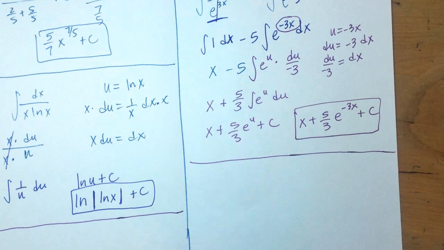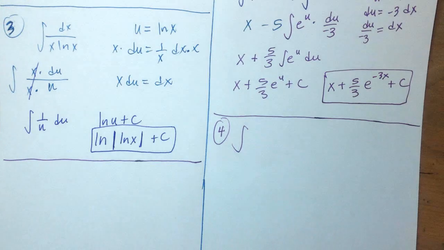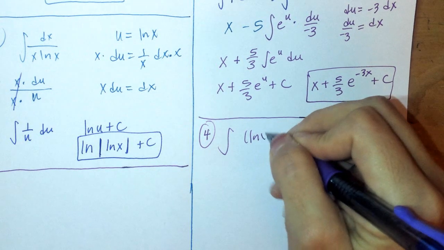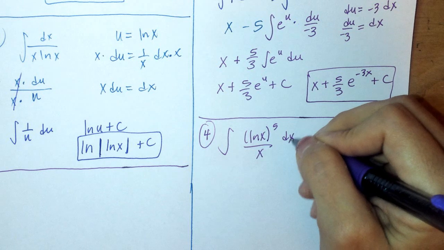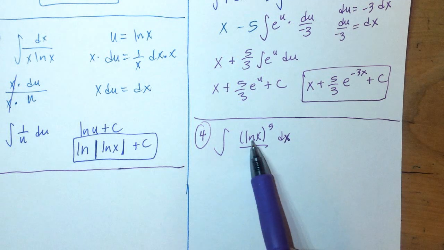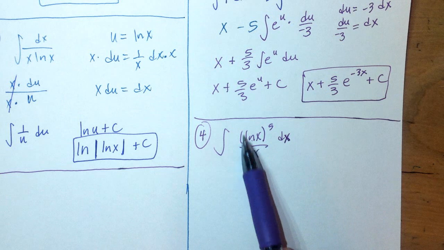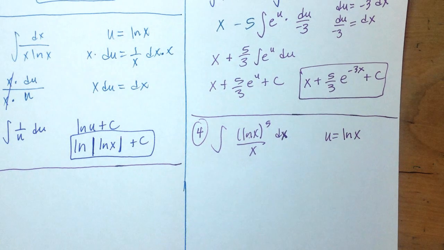Let's do number 4. So number 4, I'll do it right here. I have the integral of ln of x to the 5th over x dx. What do y'all think your u is going to be? I wouldn't do the whole thing. I would just do it because this will be a u to the 5th power, but it would just be ln of x. Because you can take the derivative of ln of x to be what? 1 over x. So I would set it equal to just ln of x. And you can try it and see what happens.